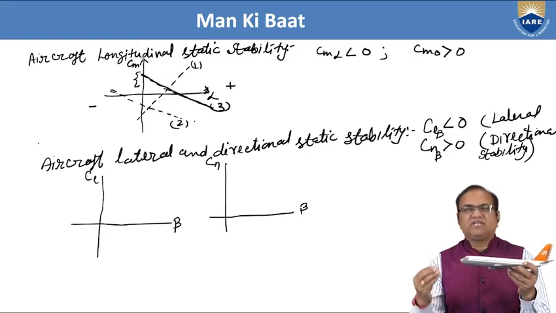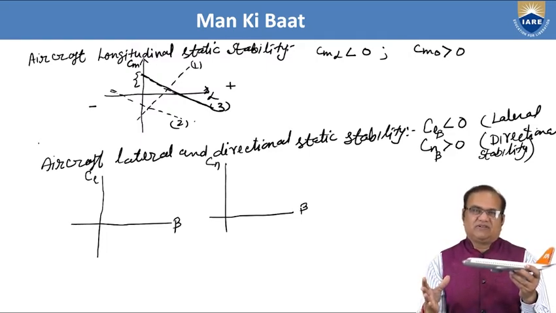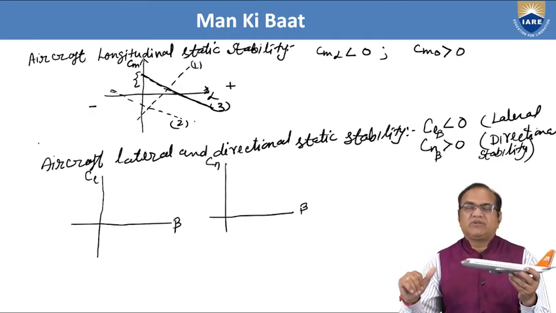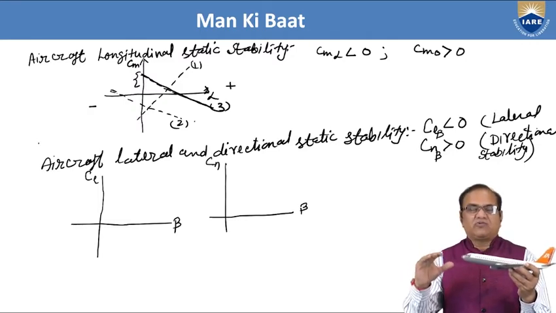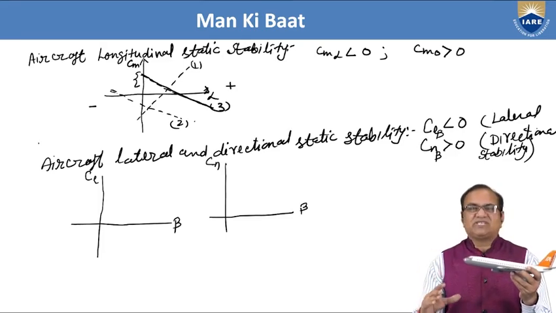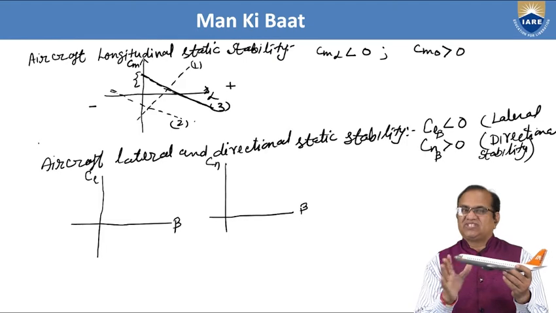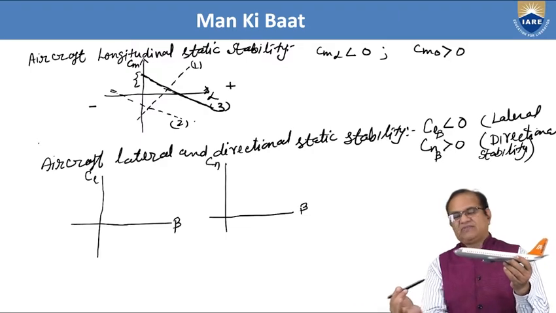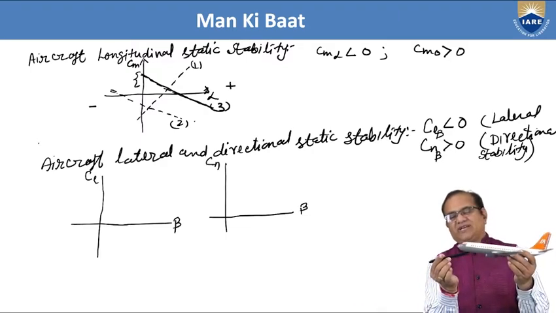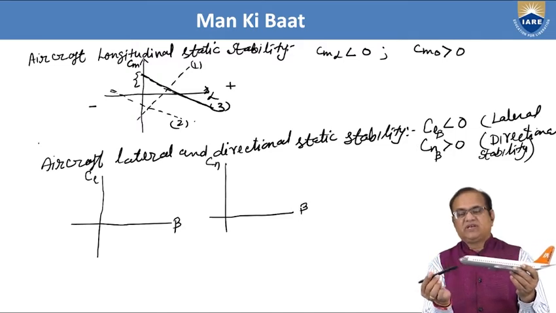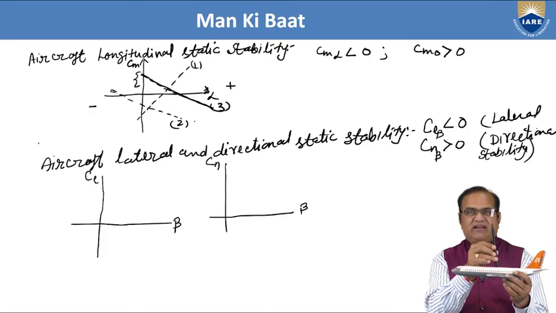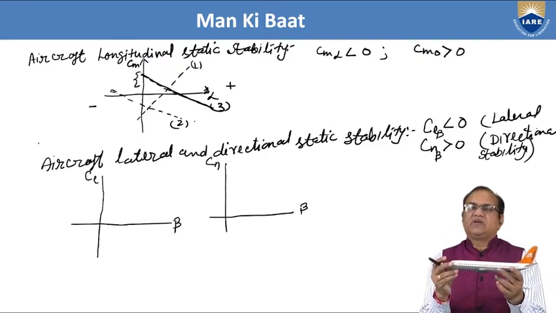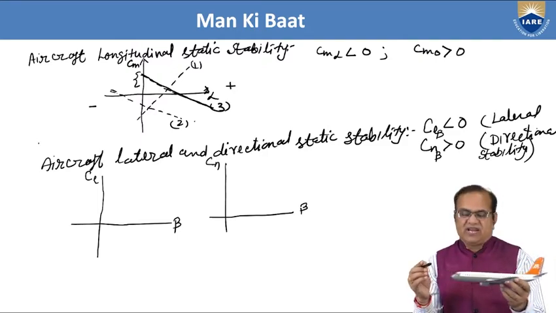In static stability, we are only discussing the tendency of the aircraft, whether it is trying to come to its equilibrium position or not. If it is, we can say that the aircraft is longitudinally statically stable once the angle of attack is changed. The air is coming from this direction; this is the angle of attack. As you increase this angle of attack, the forces developed by the aircraft also increase. The stability depends upon the location of the center of gravity and the aerodynamic center.